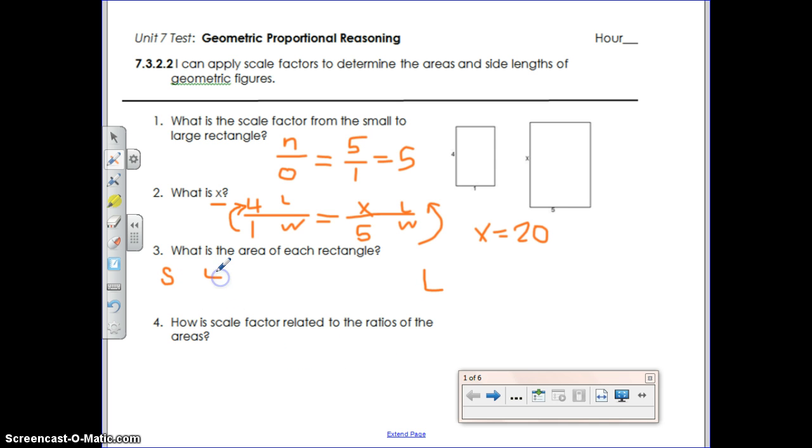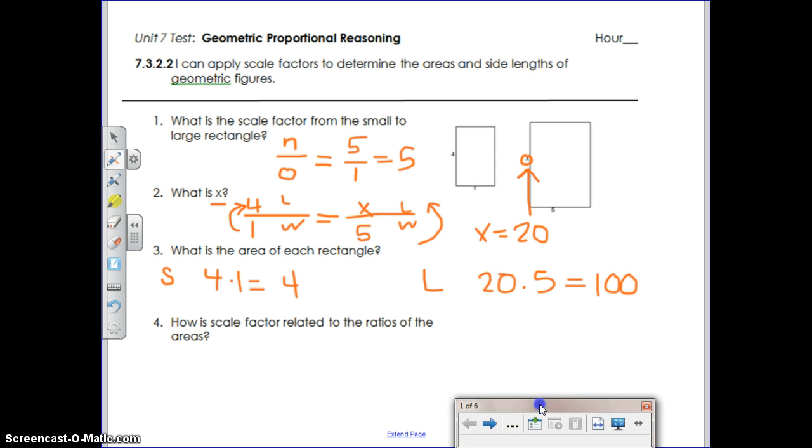All right, you're ready for checking the areas? Remember, area is length times width. So the small area is 4 times 1, which is 4. The large area will be, we just found x is 20, so we will be doing length times width, which is 20 times 5, which we know is 100. How many of you got that right?